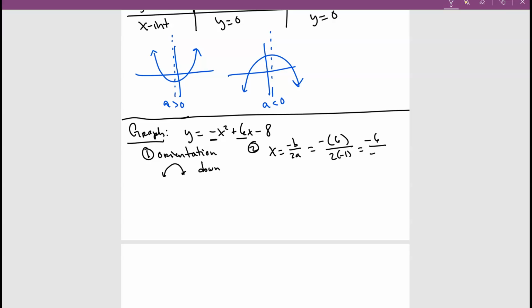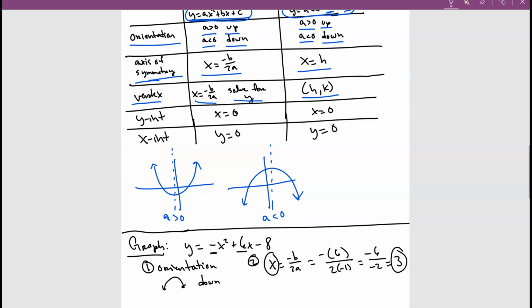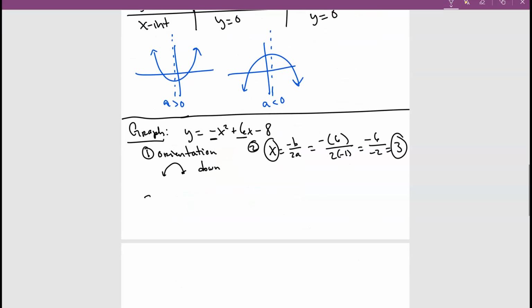gives me negative 6 over negative 2, which gives me 3. So the axis of symmetry, where it divides it, is at x equals 3. Okay? The next thing that we want to look at is the vertex. So number 3. We just figured out x equals negative b over 2a, which is equal to 3.